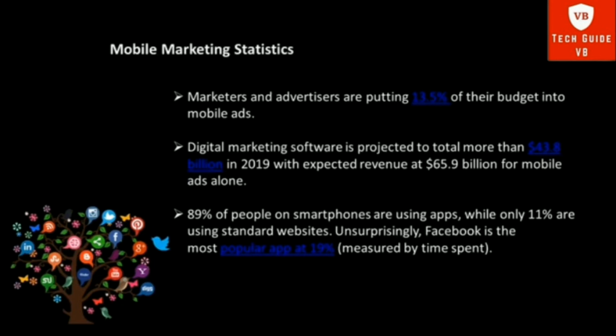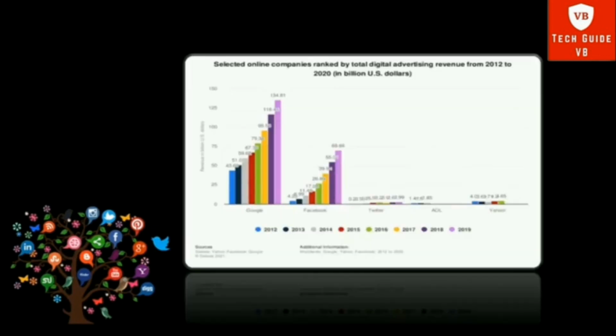Next, mobile marketing statistics. Marketers and advertisers are putting 30.5% of their budget into mobile ads. Digital marketing software is projected to total more than 43.8 billion in 2019, with the expected revenue at 65.9 billion for mobile ads alone. Next, 89% of people on smartphones are using the apps, while only 11% are using the standard websites. Unsurprisingly, Facebook is the most popular app at 90% measured by time spent.